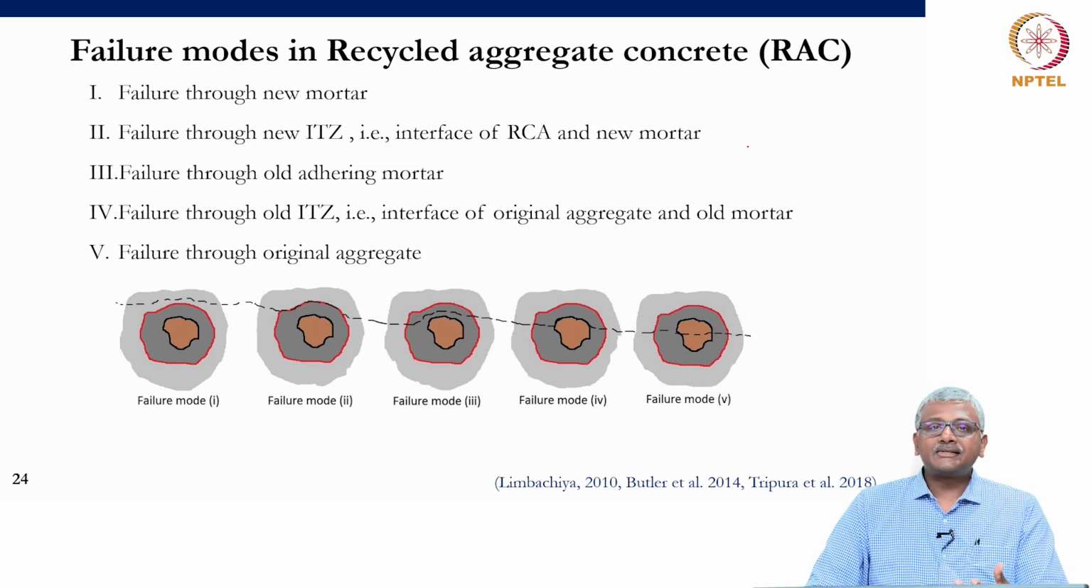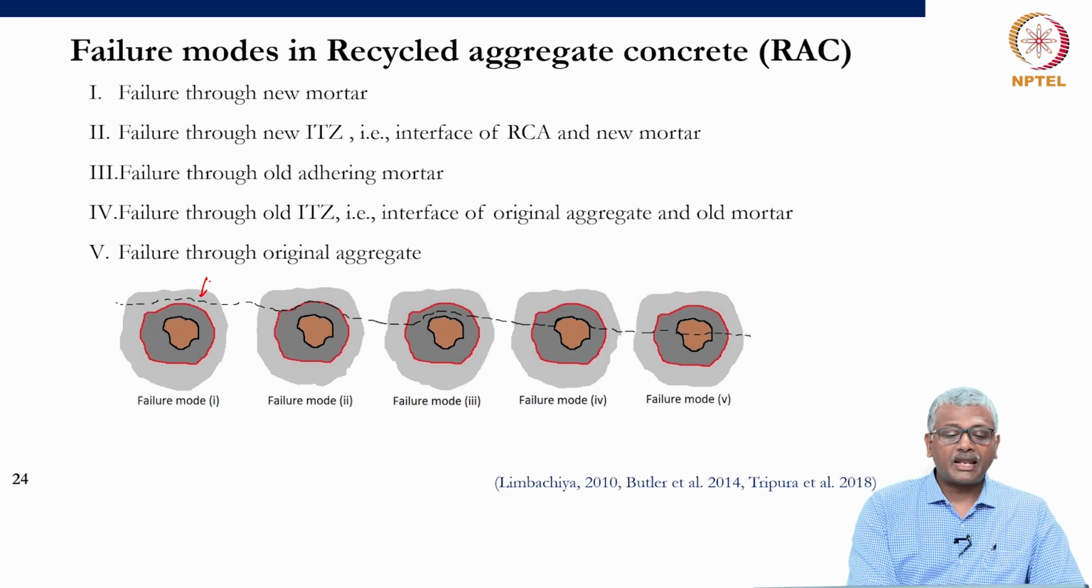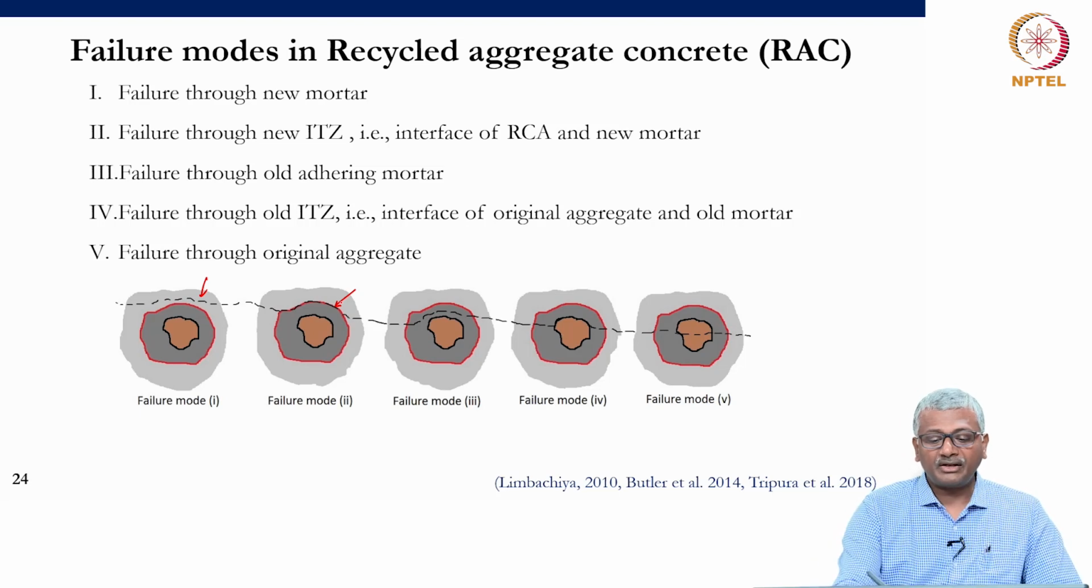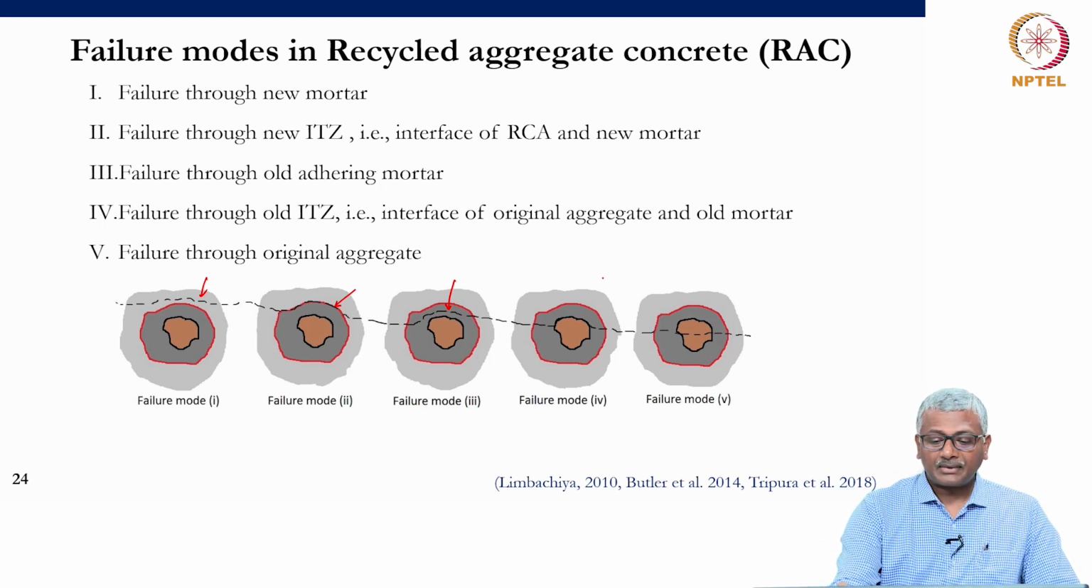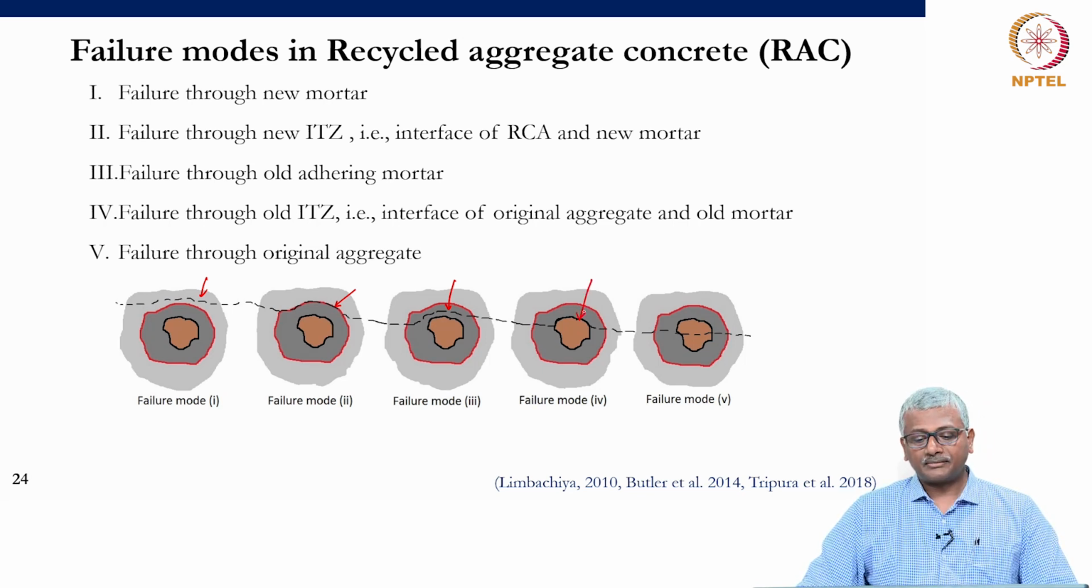So, again, as you can readily imagine, failure in recycled concrete or recycled aggregate concrete can happen through multiple modes. One is obviously failure through the new mortar, which is depicted here. You can have failure between the interface of the new mortar and the recycled aggregate. You could have failure within the adhered mortar, which is attached to the older aggregate. You could have failure again at the level of the old ITZ, okay, and otherwise you can have failure right through the aggregate. That means the aggregate itself basically totally splits, right.